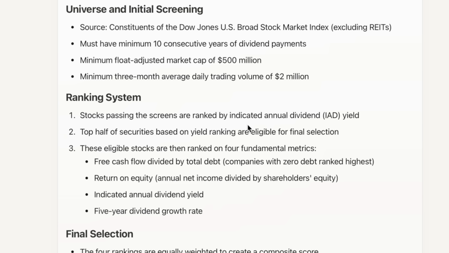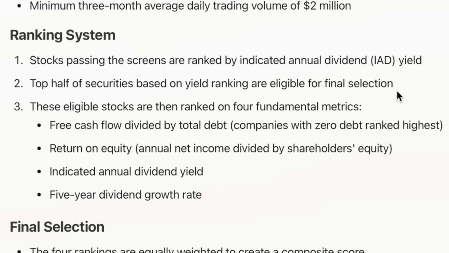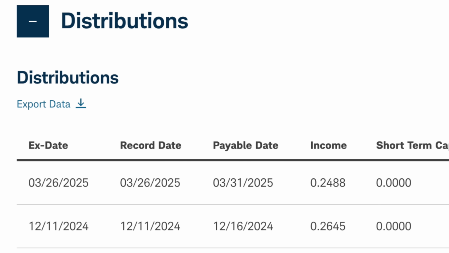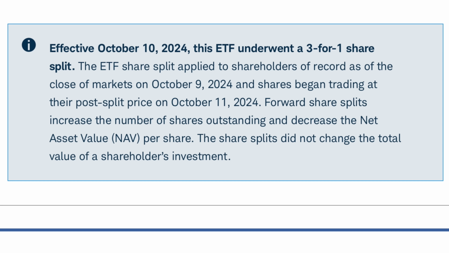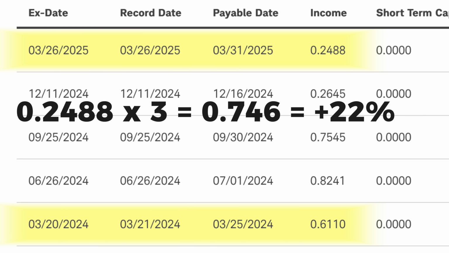SCHD is simply an ETF that tracks an index of undervalued dividend-paying stocks in the top half of dividend yield, with obviously some quality and growth criteria sprinkled in. But speaking of paying dividends, SCHD just announced its latest dividend distribution, and it's a whopping 22% higher than the March dividend from last year. And I know at first glance you're like, wait a minute, why does it look lower? But remember that SCHD went through a 3-for-1 stock split, so if you times that by 3, then obviously it's 22% higher. So it's a really nice dividend raise for SCHD holders.